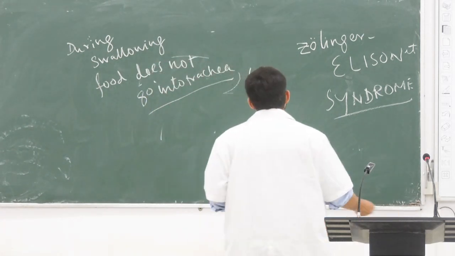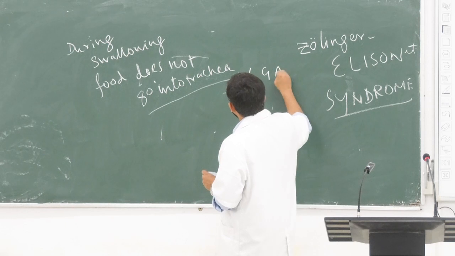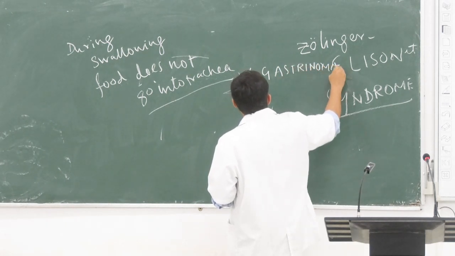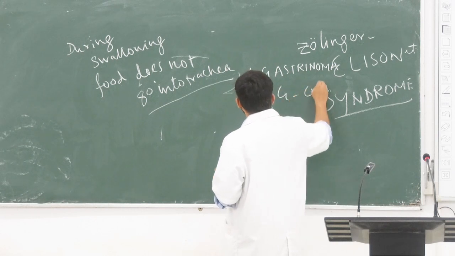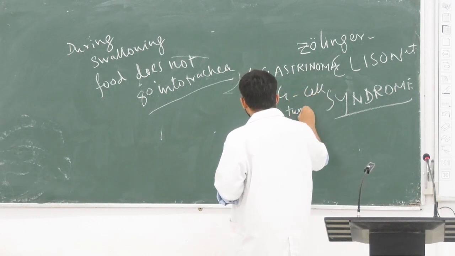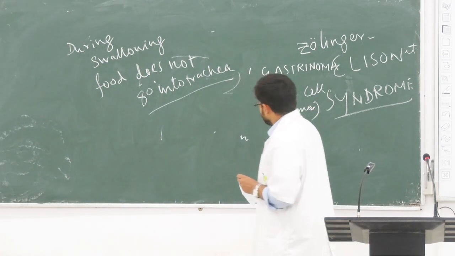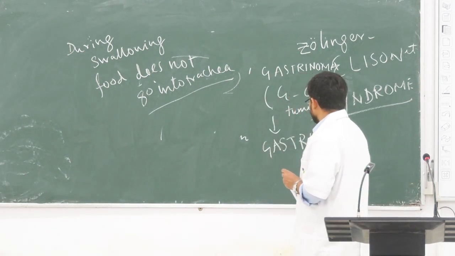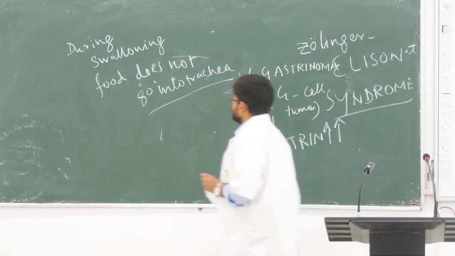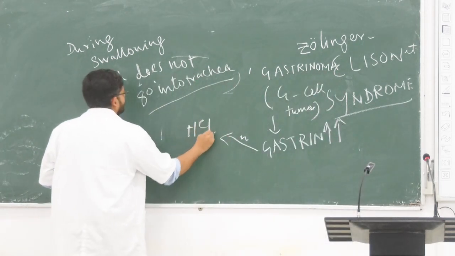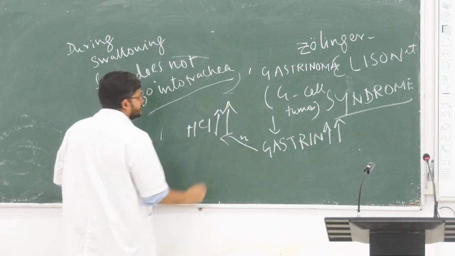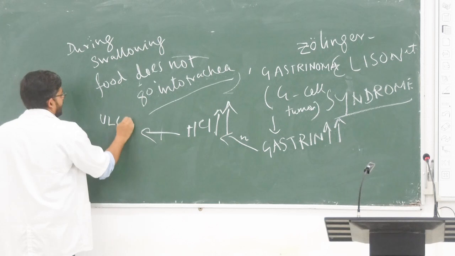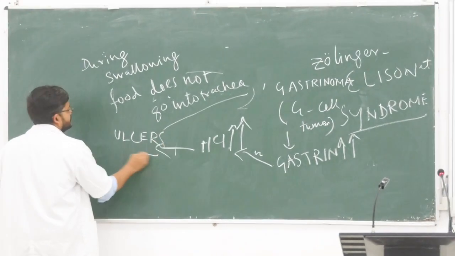So basically Zollinger-Ellison syndrome is a gastrinoma. It's a condition known as gastrinoma, which is nothing but a G-cell tumor. The G-cell tumor leads to excessive secretion of gastrin, and so much secretion of gastrin will lead to very high secretion of hydrochloric acid, which will lead to multiple ulcerations throughout the GI tract.